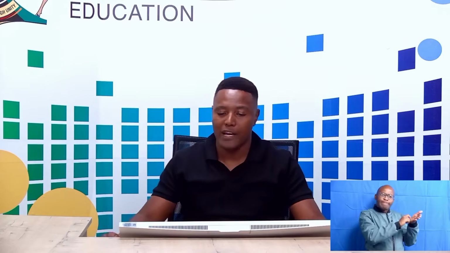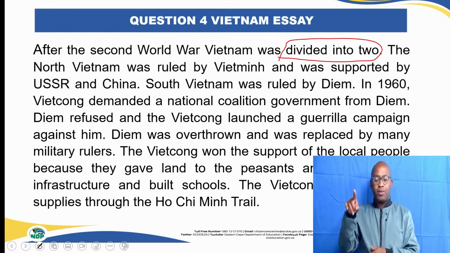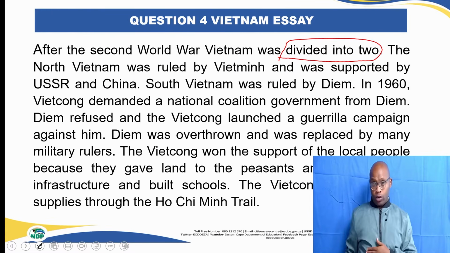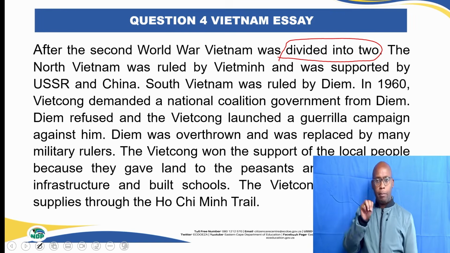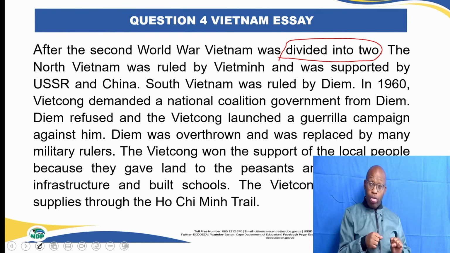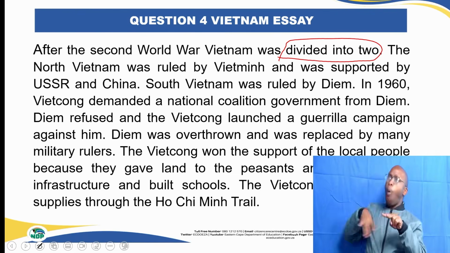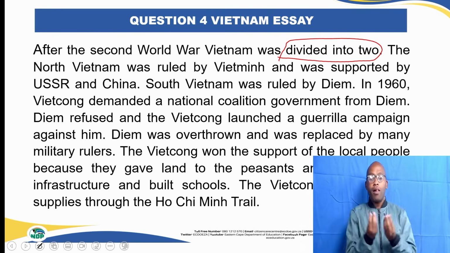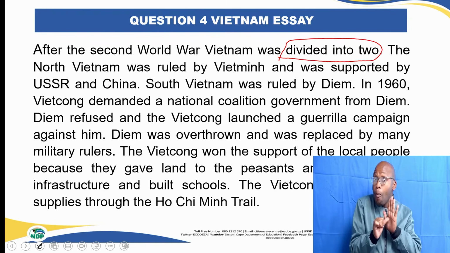After the Second World War, Vietnam was divided. So, it was divided into two. North Vietnam was ruled by the Viet Minh and was supported by the USSR and China. South Vietnam was ruled by Diem, and in 1960, the Viet Cong demanded a national coalition government from Diem. Diem refused, and the Viet Cong launched a guerrilla campaign against him. Diem was overthrown and was replaced by many military rulers. The Viet Cong won the support of the local people because they gave land to the peasants and provided infrastructure and built schools. So as you can see in this background, good people, it is important to note the key points that are here.